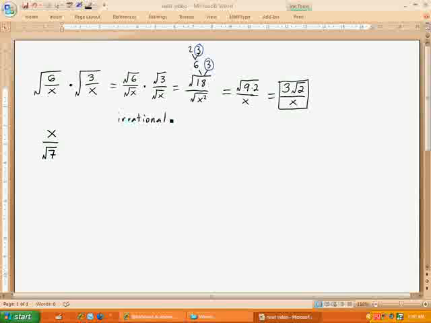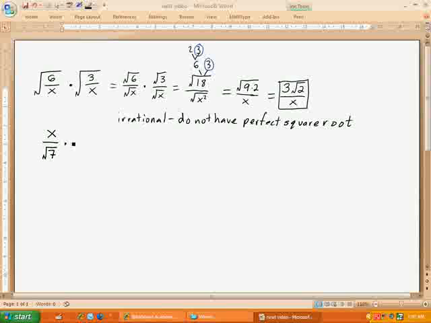We talked about irrationals before way at the beginning of the year, but irrational numbers do not have a perfect square root. And we're going to do what we call rationalizing the denominator. And so we're going to take the denominator and we're going to make it so it's not irrational anymore.